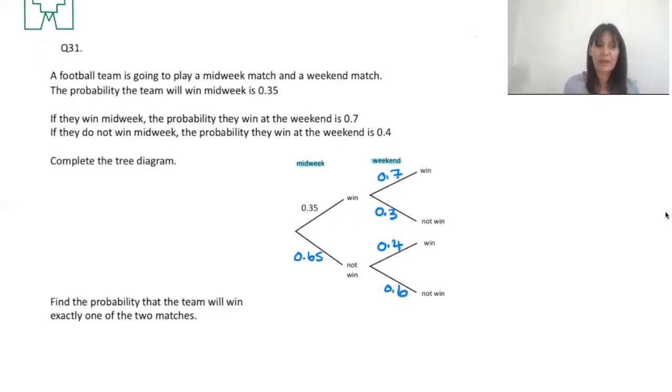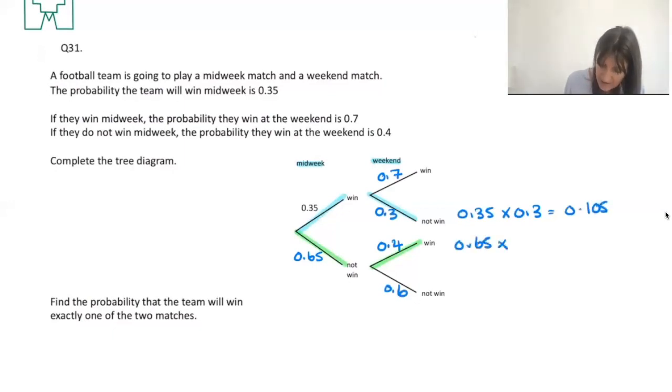The probability that the team will win exactly 1 of the 2 matches means they could win here and lose here, or they could lose and then win. So those are my 2 pathways that could work out. So 0.35 times 0.3, which is equal to 0.105. Or we've got a 0.65 with a 0.4, okay, which gives us 0.26.